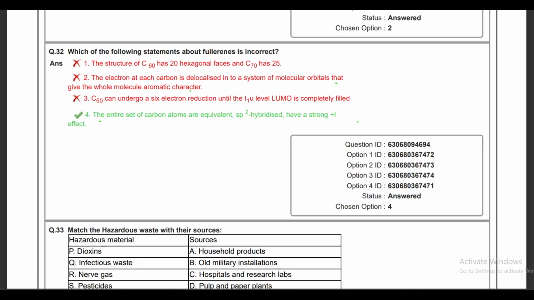In the next question, which of the following statements about fullerenes is incorrect? So you have to mention the incorrect statement as your correct answer, according to the 4 options. The first option is: structure of C60 has 20 hexagonal faces and C70 has 25 hexagonal faces. This statement is correct actually. When you read about C60 and C70 fullerenes, you will see this statement is correct.